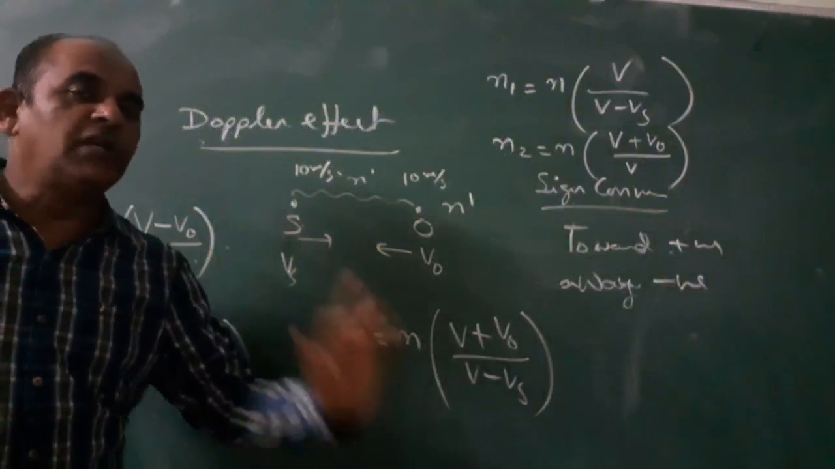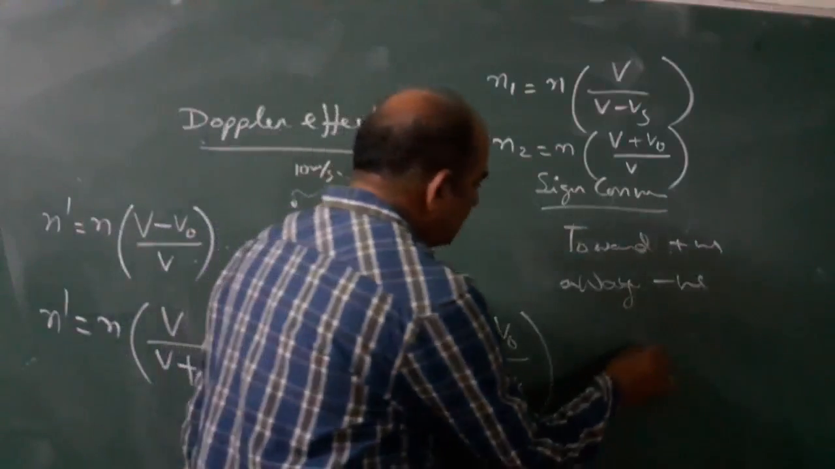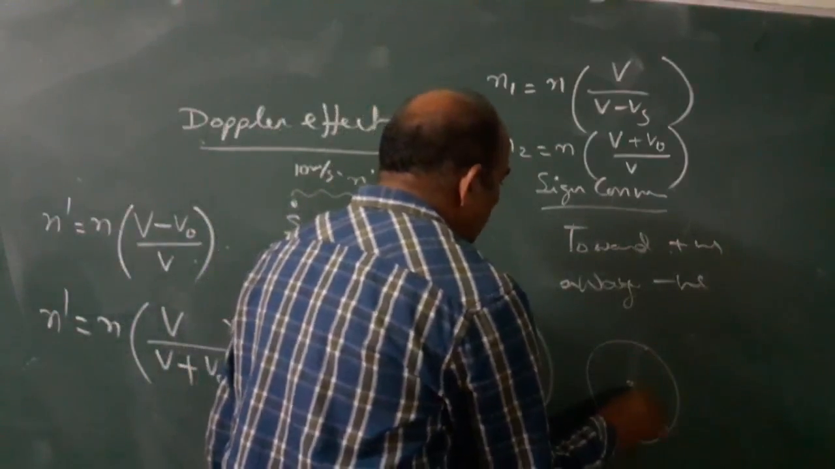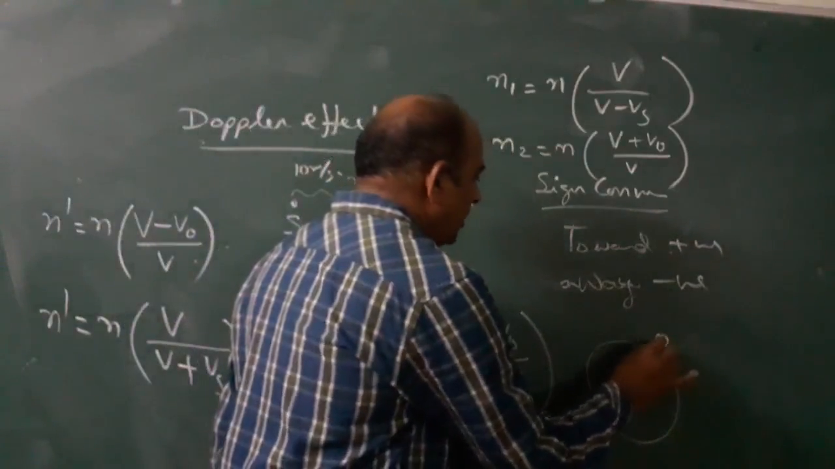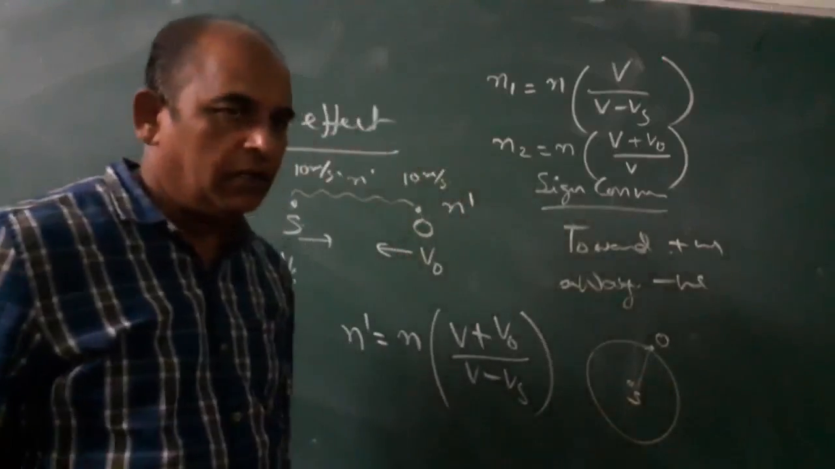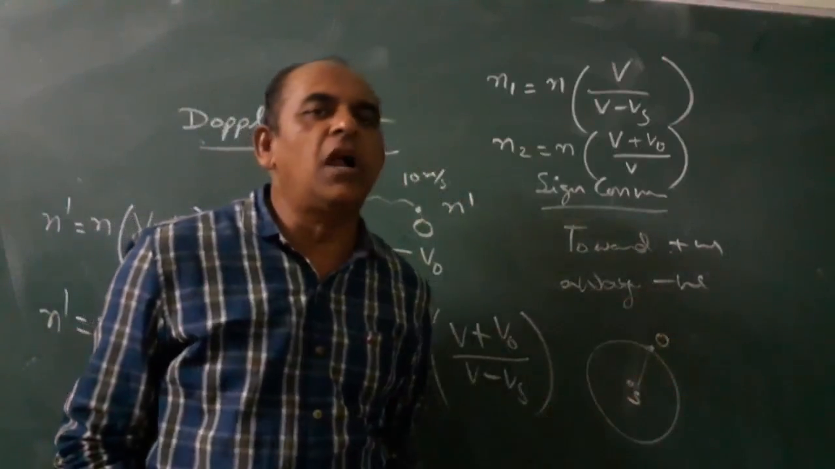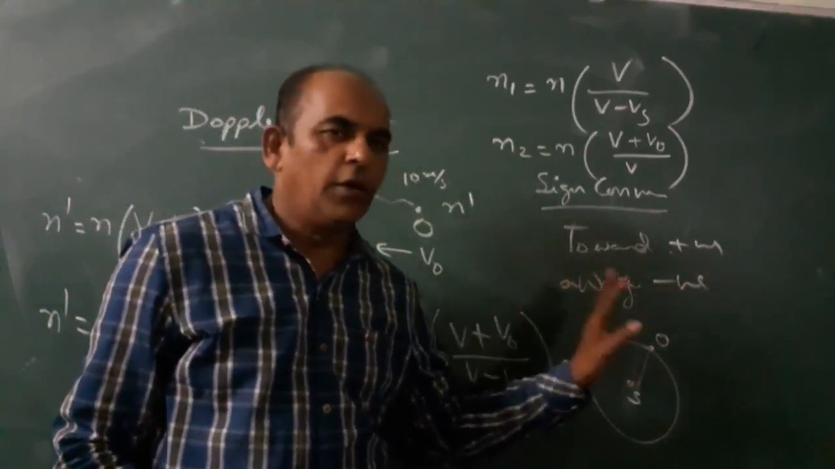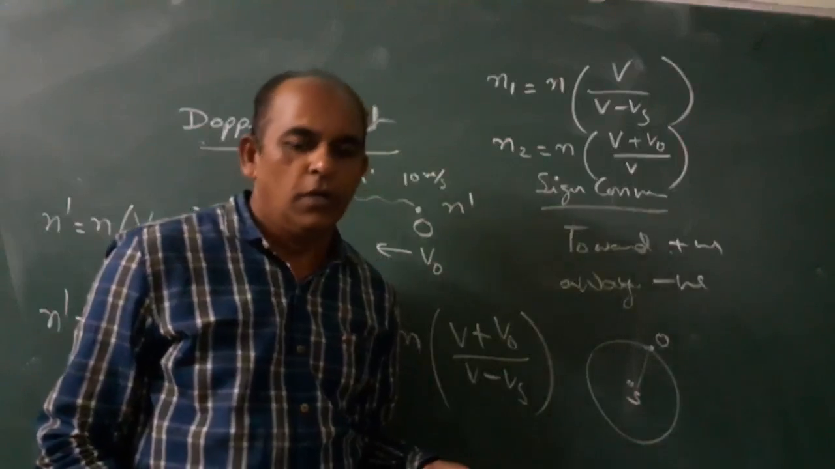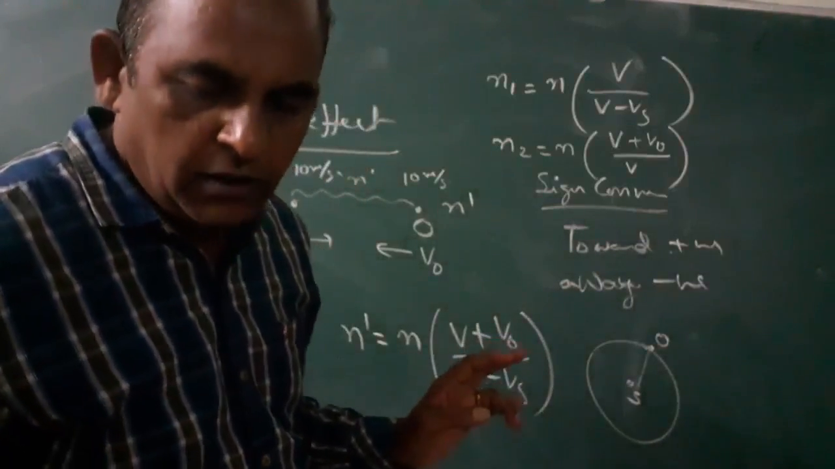There should be relative motion between source and observer to get the Doppler effect. Suppose the source is at the center and the observer is moving around it. You don't get the Doppler effect because the distance between them is not changing. Only if the distance between them changes is the Doppler effect applicable. So these are the topics of waves.